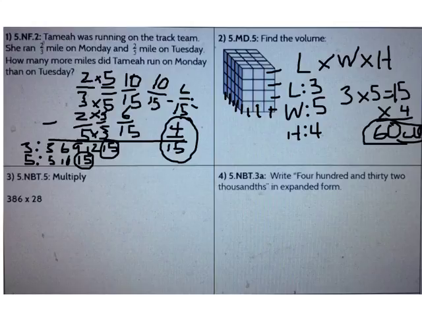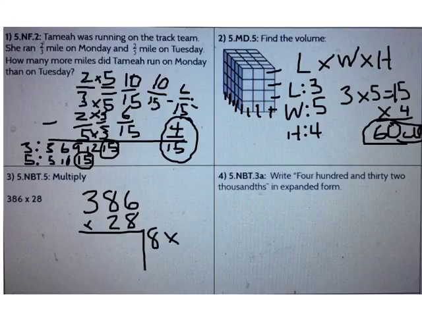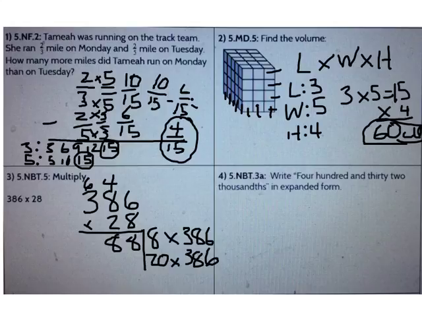Now let's do number 3. Multiply. What's 386 times 28? Well, let's start by multiplying 8 times everything. Then we can multiply 20 times everything. Remember, we can use two partial products. What's 8 times 6? It's 48. What's 8 times 8? It's 64, plus 4 more is 68. What's 8 times 3? It's 24, plus 6 more is 30.